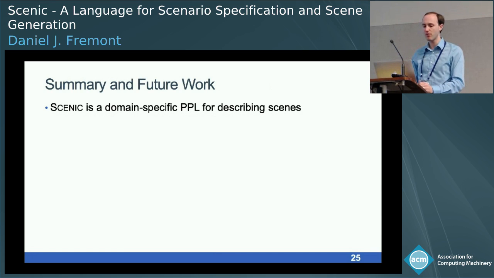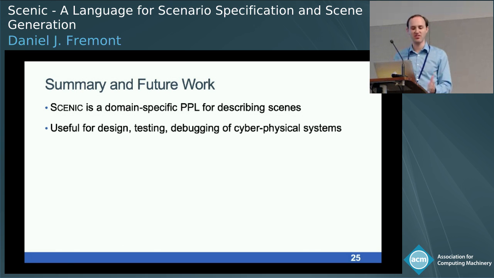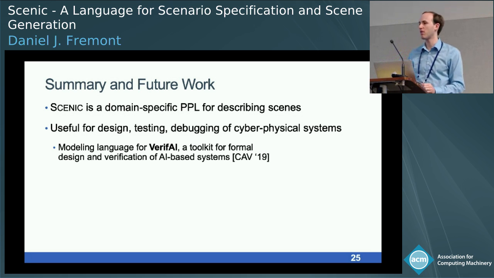All right, so just to summarize, Scenic is a domain-specific probabilistic programming language for describing scenes, which is useful for the design, testing, and debugging of cyber-physical systems, things like self-driving cars. And in fact, we have integrated it as the modeling language for Verify, which is a toolkit our group has developed for formal design and verification of AI-based systems, which will appear at CAV in a few weeks. And our implementation of Scenic is also online, so please try it out and let us know if you have questions, comments, feedback. Going forward, there are a few directions we're interested in and we're actively working on.